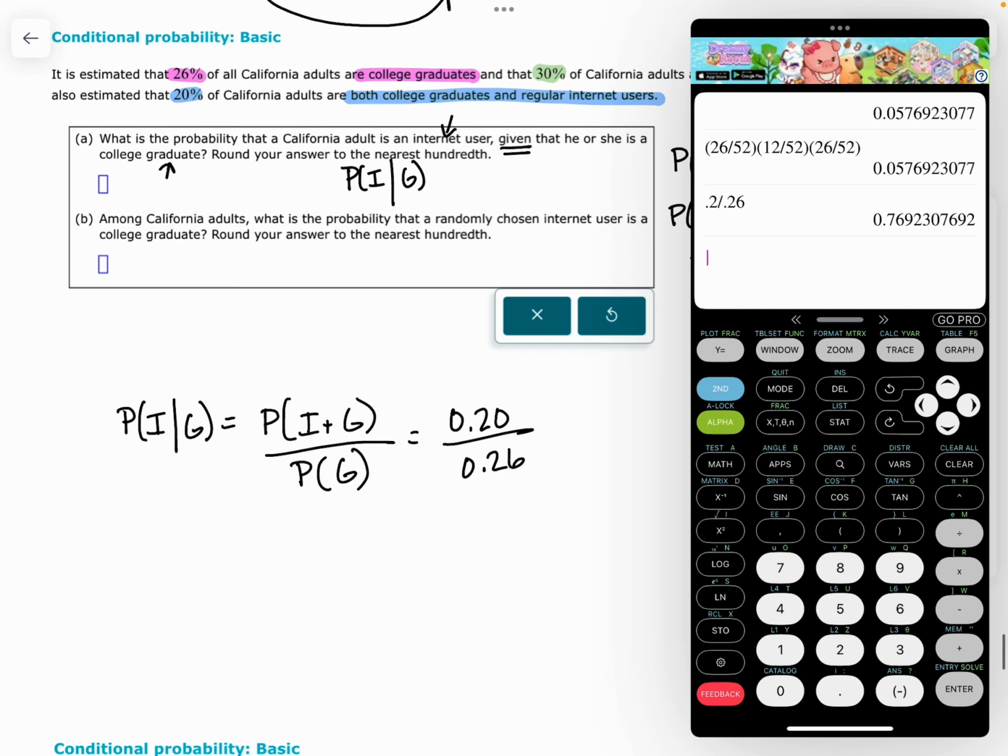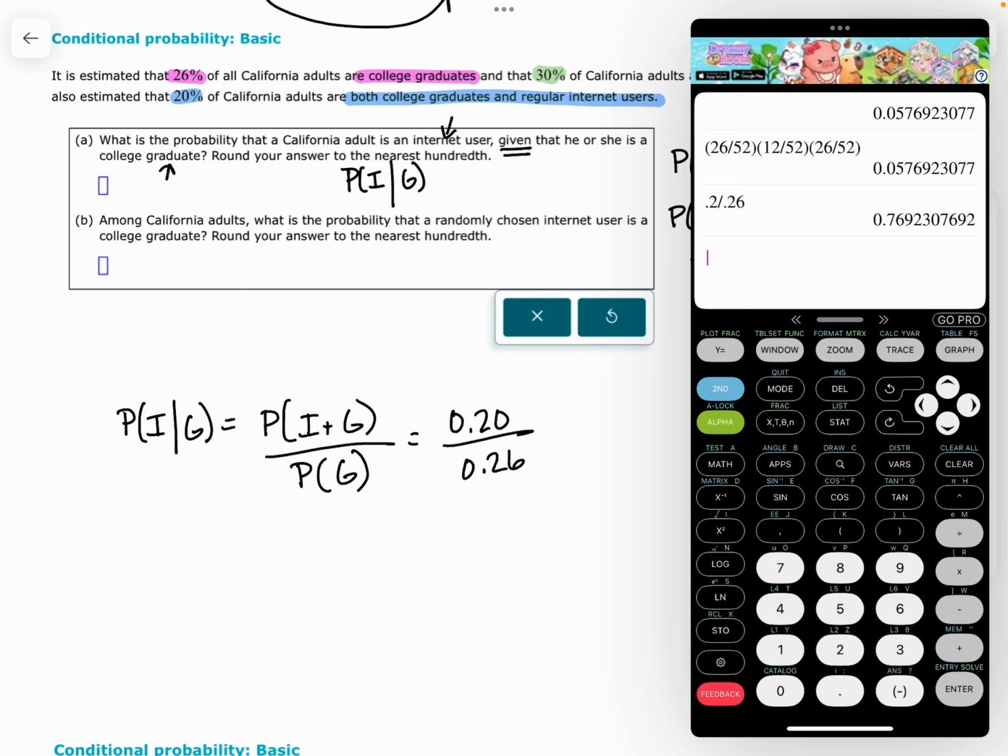And they said to round it to the nearest hundredth. So that's going to be 0.77. 77% chance that they are an internet user given that they're a graduate.